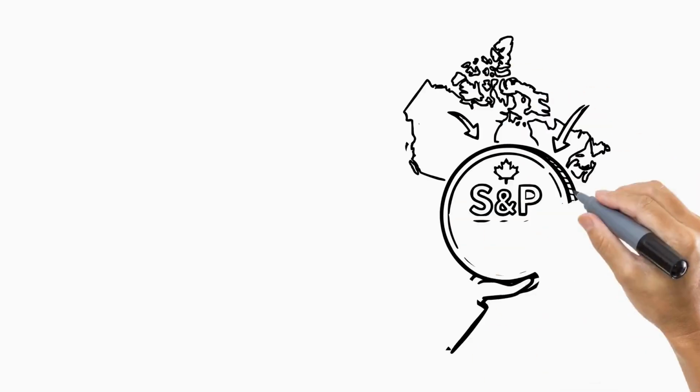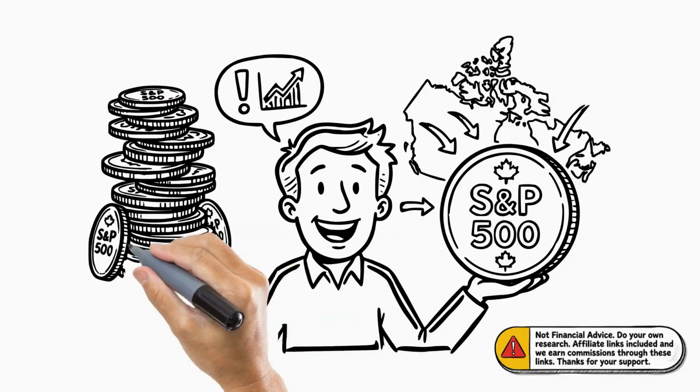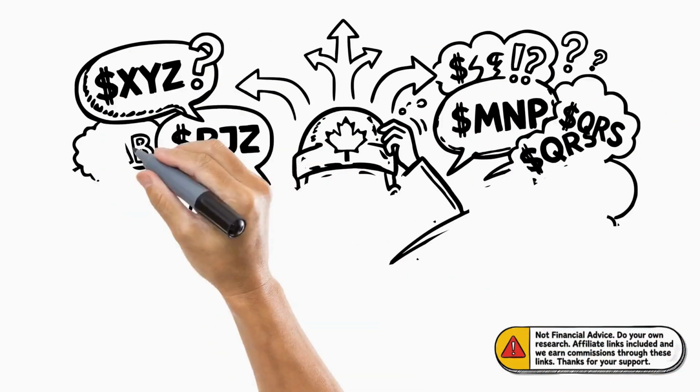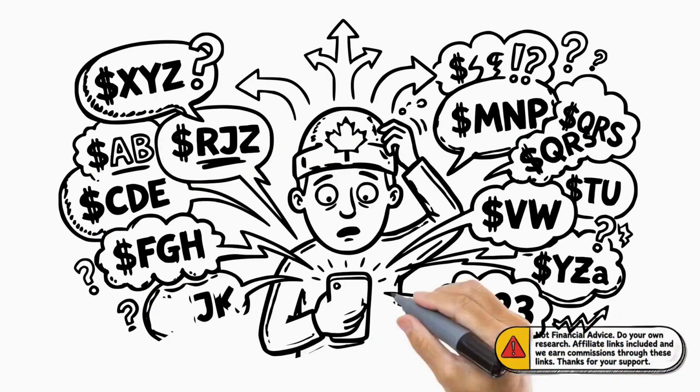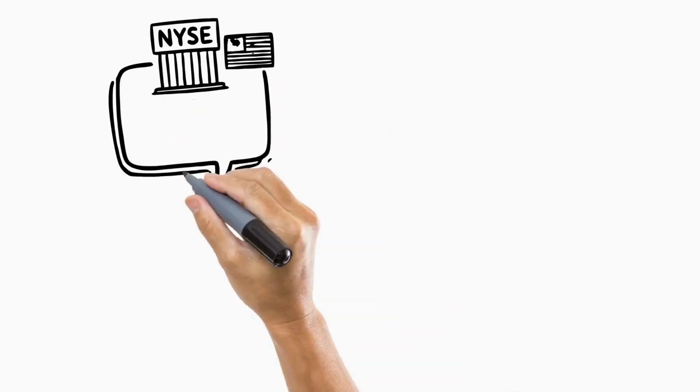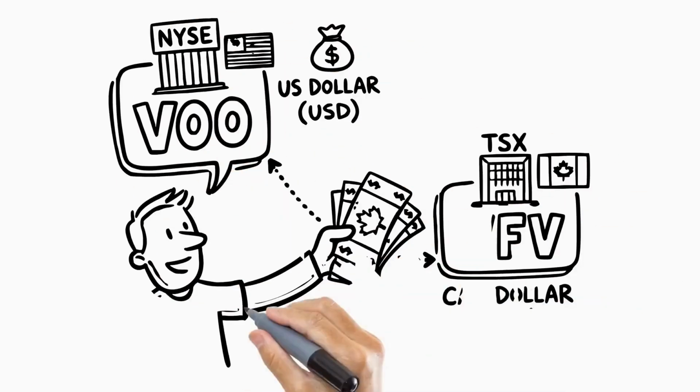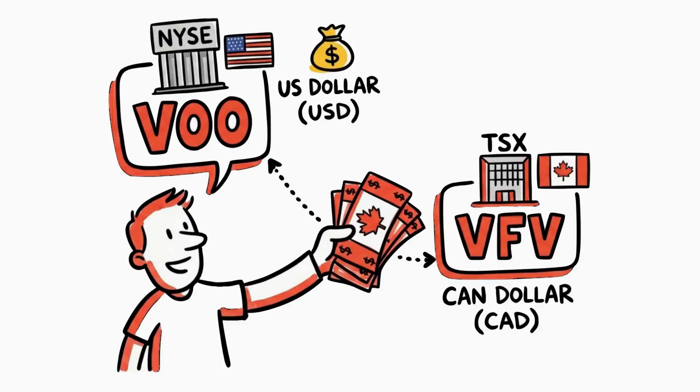If you're a Canadian investor, you've heard the advice. Just buy the S&P 500. It sounds simple, right? But then you open your brokerage and see a dozen different tickers. You see VOO in New York, but you have Canadian dollars. You see VFV in Toronto, but you hear about currency hedging.